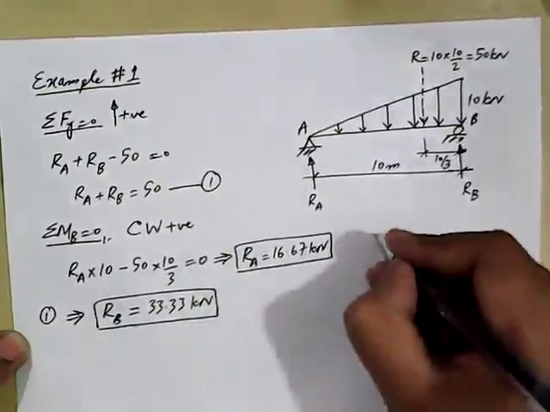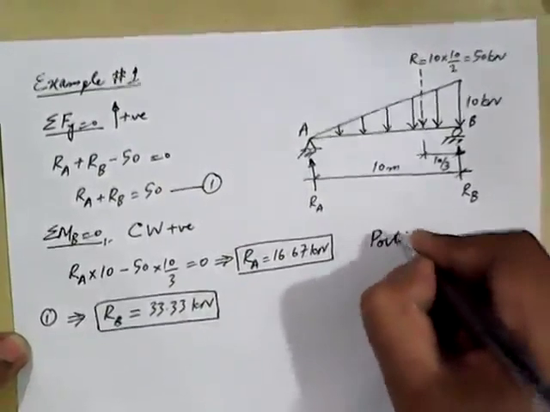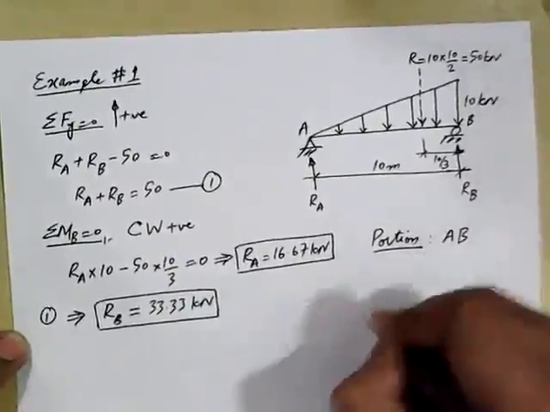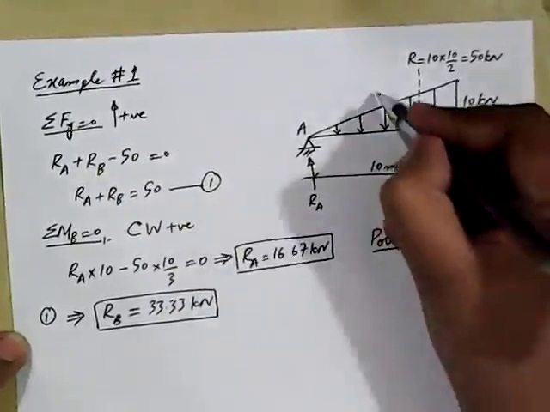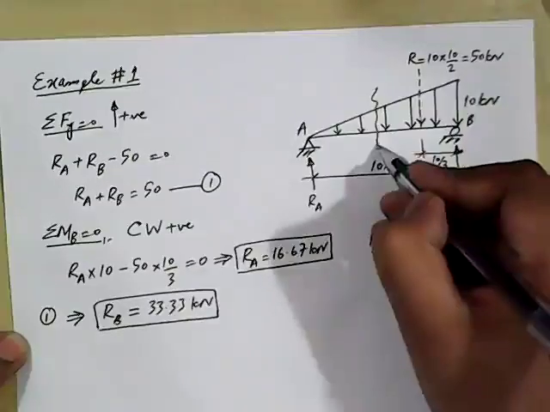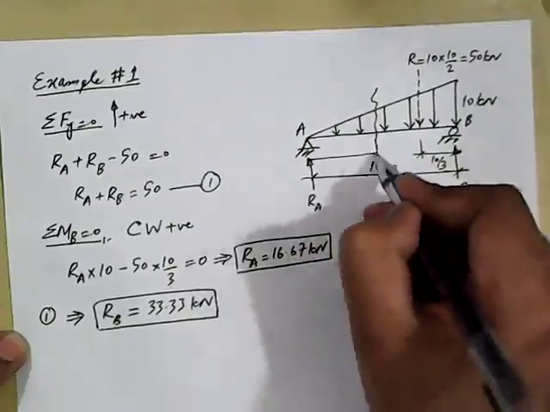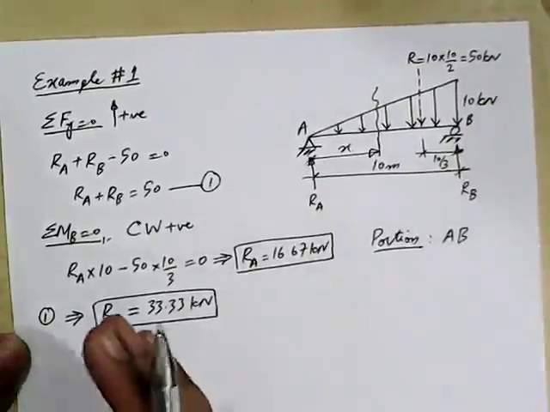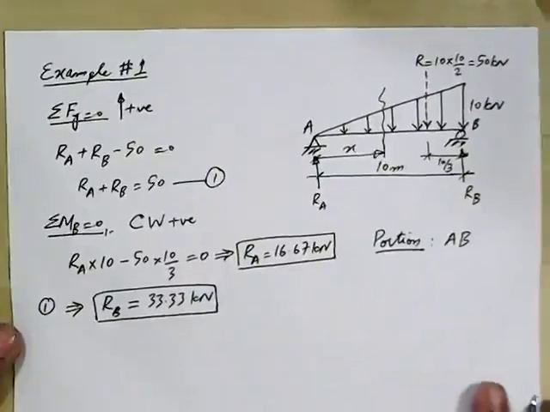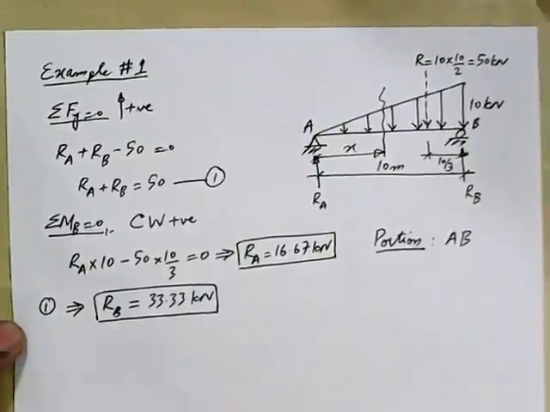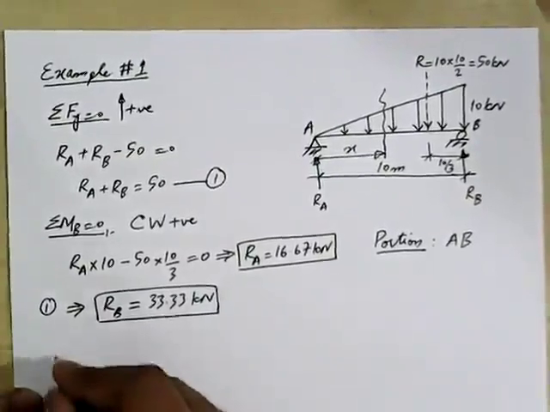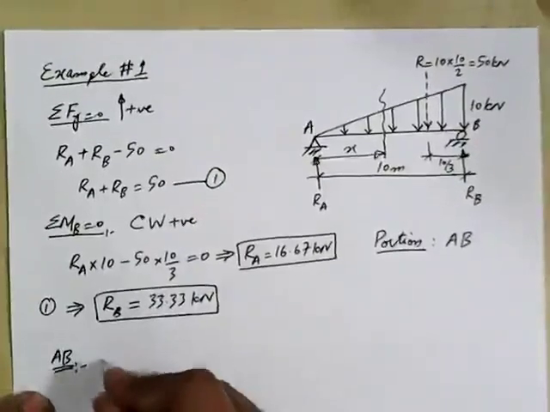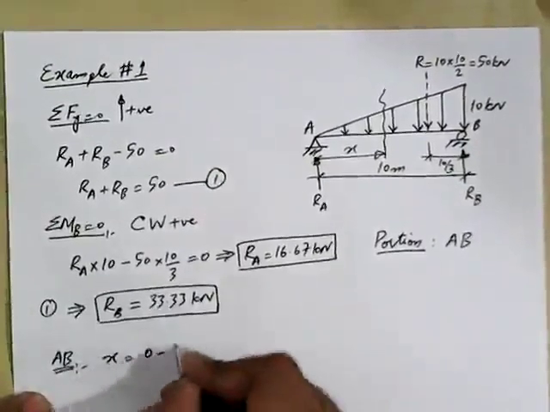So in this case, there will be only one portion, AB, and we will consider one section in this portion AB at a distance x from the support, because our convention is we always move from left to right. That's the convention that we are following. So let's consider portion AB, and the value of x will vary from 0 to 10 meters.